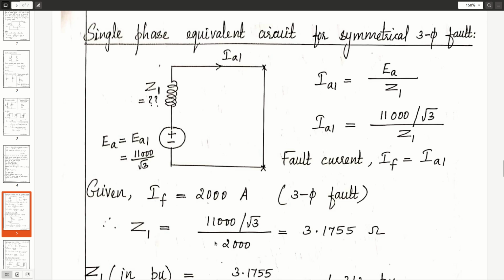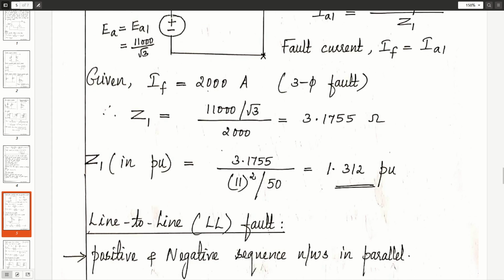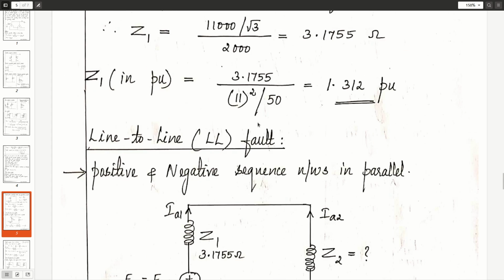So this 2000 ampere is the fault current during a three-phase symmetrical fault. To find the positive sequence impedance Z1 in per unit, we divide the actual value by base value, kVb square by MVAb, 11 square by 50. So we got it as 1.312 per unit.